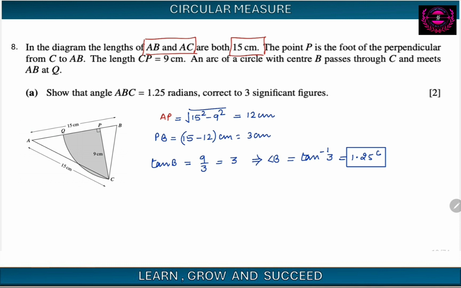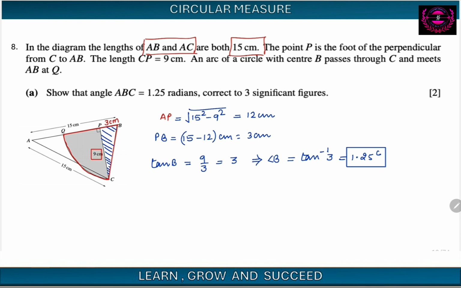If I subtract the area of triangle BCP from the area of the sector BCQ, I will get the required shaded area. For the triangle, I can calculate the area by half into base into height. Base is 3 centimeters, we have just calculated. Height is 9 centimeters. So no issues for the area of the triangle.